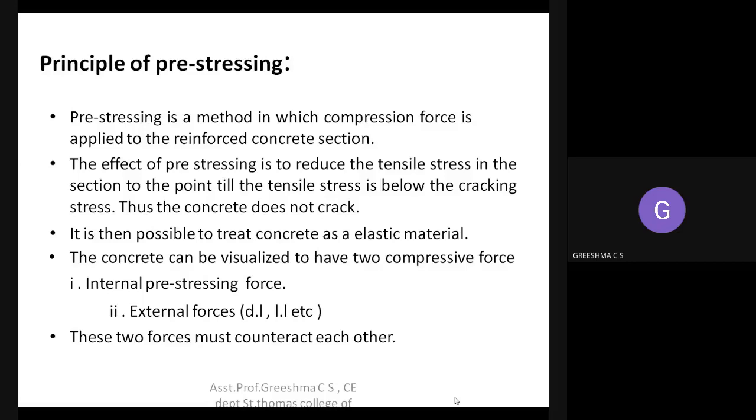So I think now that you have understood what pre-stress and post-tension structures are, now you will go to the technical details. That is, what are the stresses that are developed, that is, the forces acting on a pre-stressed concrete.